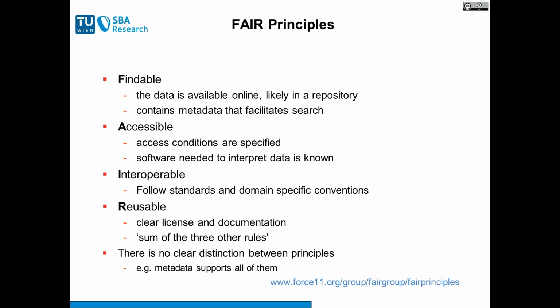Accessible means that where you access the file is specified. So whether it's open access or if there's limited access, if the license allows people to access it, if the software needed to open and interpret the data is provided. Interoperable means that you're following standards from your domain, so that you're using conventions, that you're using terms that others can understand, or if you are providing a mapping to some known conventions, if you had to implement it in a way different than usually. And reusable means that there is a clear license and documentation of how to use it, how to access it. Many people say that reusable means that it's the sum of the three other rules, that if something is findable, accessible, interoperable, then it's also reusable.